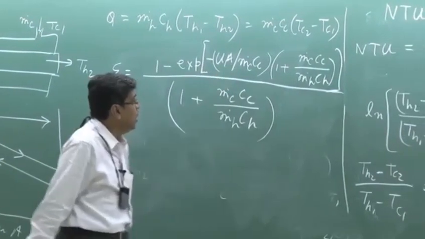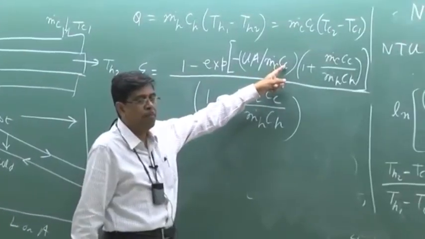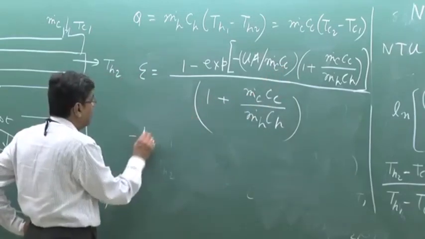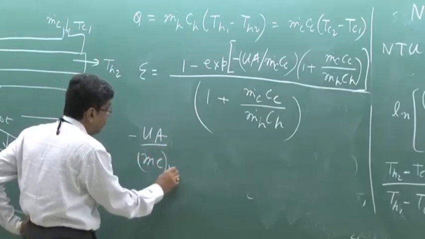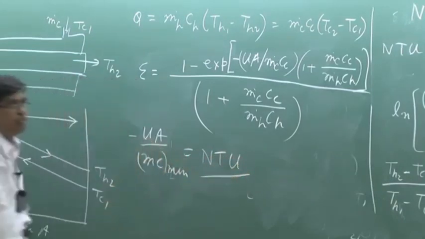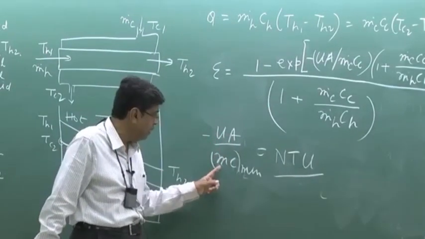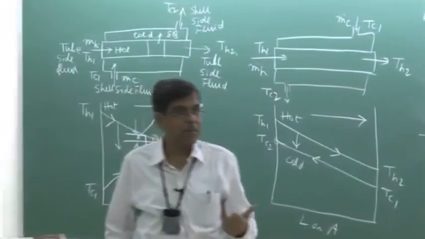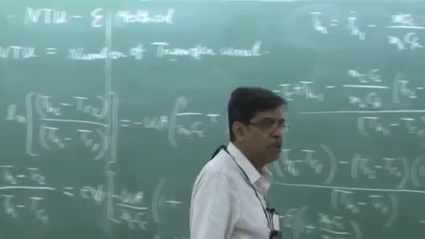Clear? Now, here m dot cCc is the minimum heat capacity. Now, this term, UA by m dot c minimum, is known as the number of transfer units, NTU, which is a dimensionless term. Overall heat transfer coefficient times surface area of the heat exchanger divided by m dot into c minimum. Now, if you want to ask me questions, you should ask me without gossiping or chatting with your friends at the back.